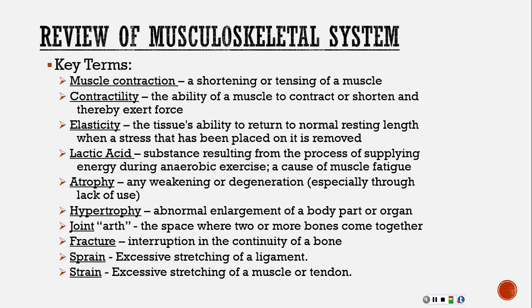It's dealing with joints. This is the space where two or more bones come together. Fracture, defined as interruption in the continuity of a bone. A sprain is excessive stretching of a ligament. And then strain is excessive stretching of a muscle or tendon.